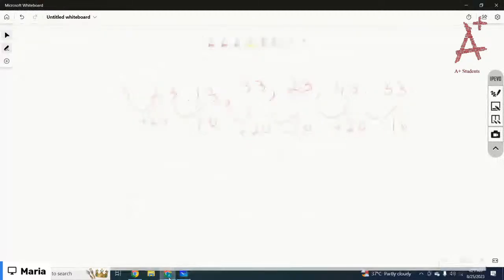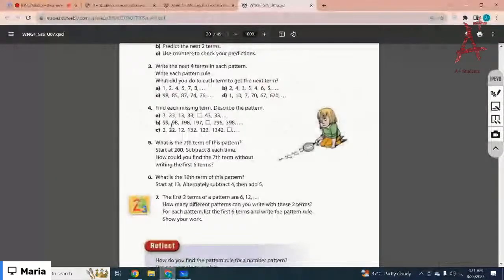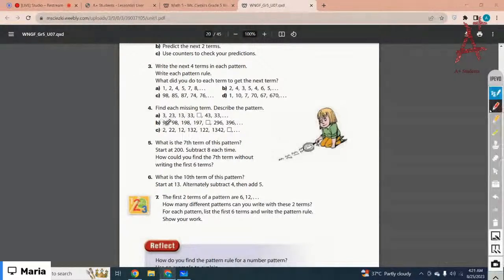Okay. 99, 98, 198, 197. Okay. 99 minus 1 is 98 and 98 plus 100 is 198. Minus 1, you have to add 100 now. It would be 297. The pattern is one time you're subtracting 1 and next time you're adding 100.